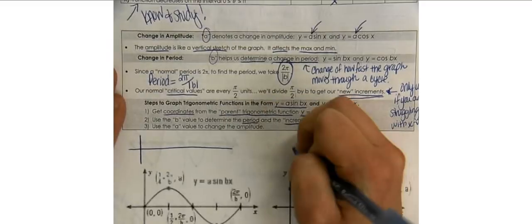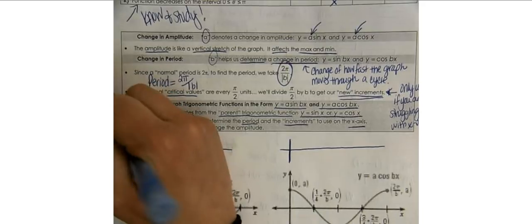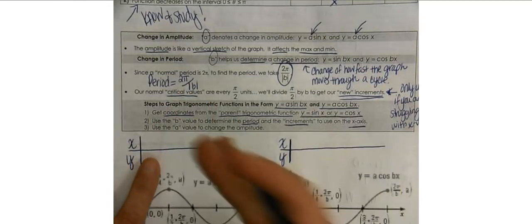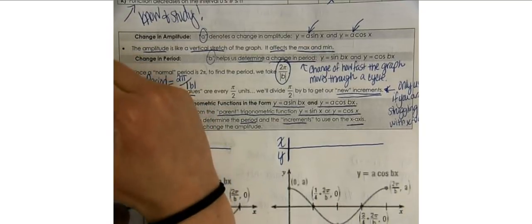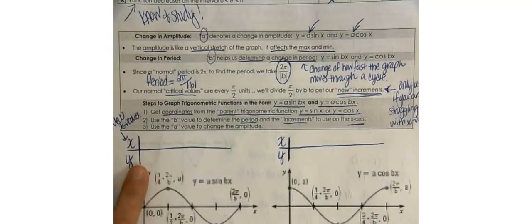I want you guys to go ahead and draw these two tables. We're going to call this x, and this is going to be y. X and then y. In order to graph y equals a times the sine of bx and y equals a times the cosine of bx, you need to come up with new x values. For sine, we always start with 0, 0. This will always be the ordered pair that you start with when it comes to sine.